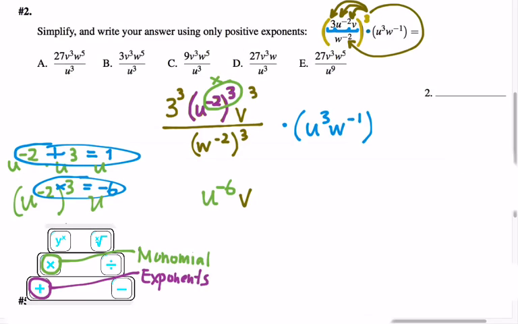v to the third over w to the negative 6. What is 3 to the third, by the way? 27. Yeah, 3 times 3 times 3. 9 is a common incorrect answer to that. Okay, and then I have u to the 3, w to the minus 1 sitting out in the front. Okay, so now we've handled all the simplification of raising powers to powers inside of the old original set of parentheses. So now what's the play? How do we go forward from here?